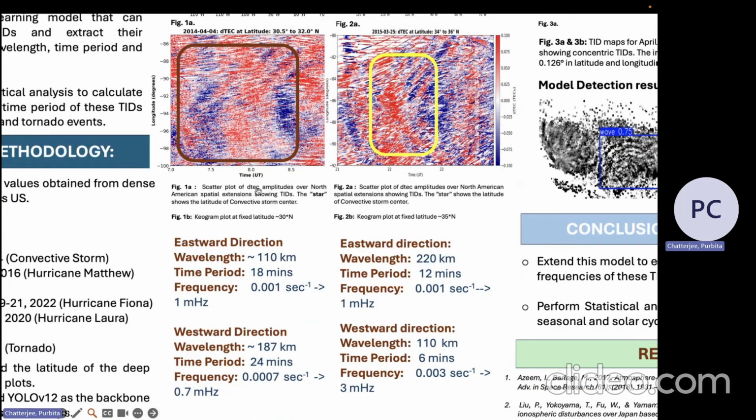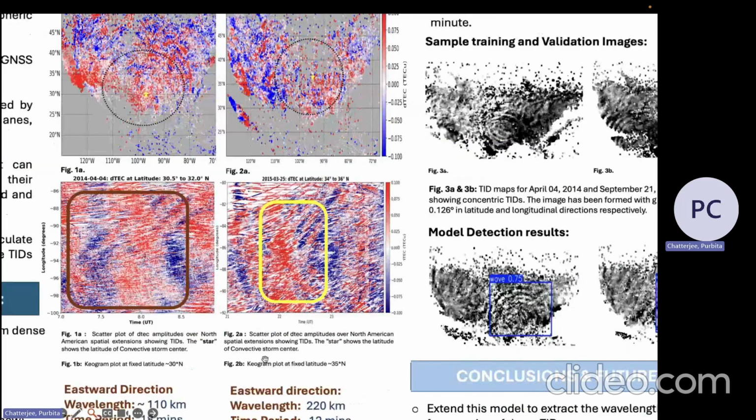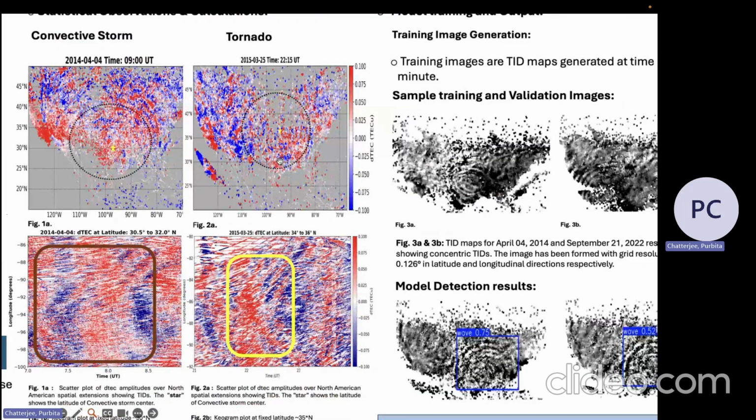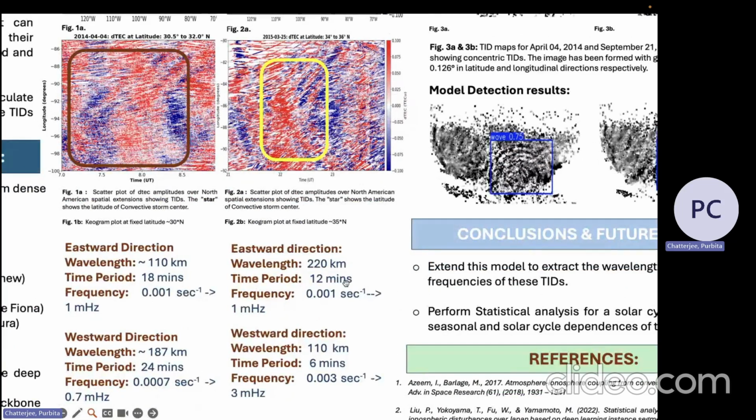As you can see, these waves are very much asymmetric, and that's very true because it can happen for these kinds of concentric TIDs. This is for another event. I have done exactly the same thing that I did here, and as you can see here also, the time period and the frequencies are not the same.